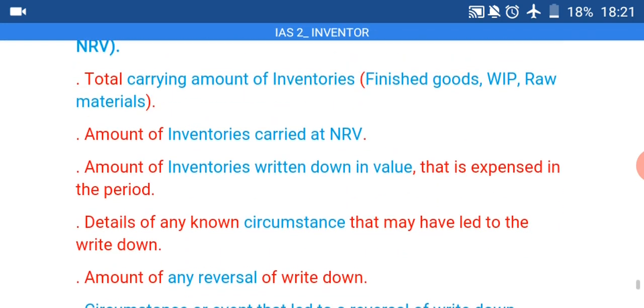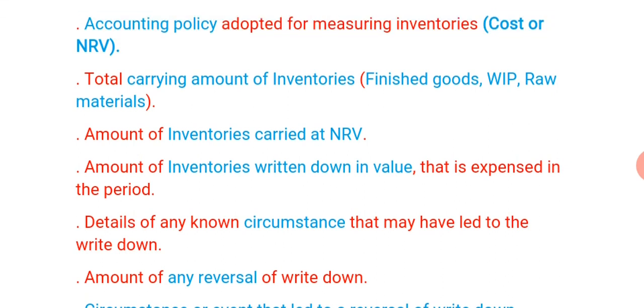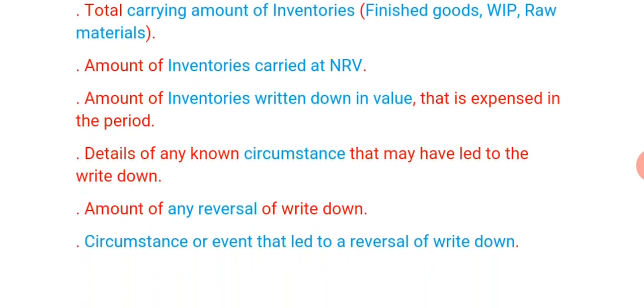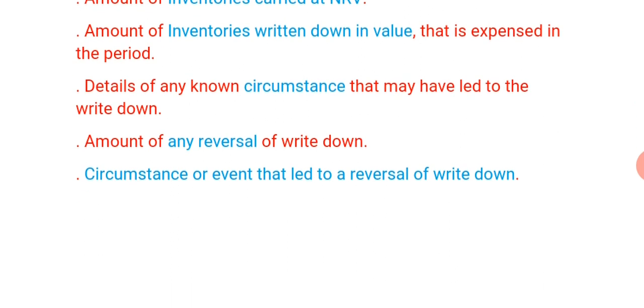Then we have details of any known circumstance that may have led to the write down, then the amount of any reversal of write down. If there's a reversal of any write down, say the buyer says, hey, this shirt is still good, rather than give you $50, I'll give you $70, although this is rare, it could still happen. Then the final one is the circumstances or events that led to a reversal of the write down.